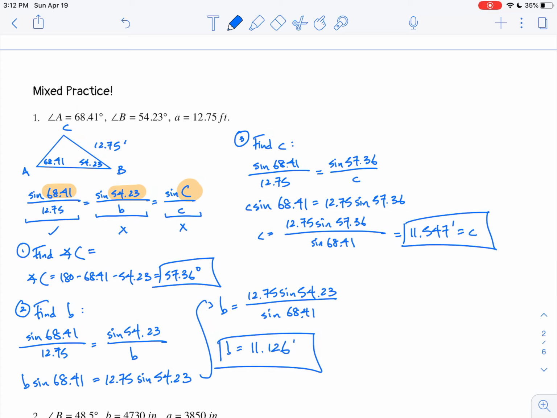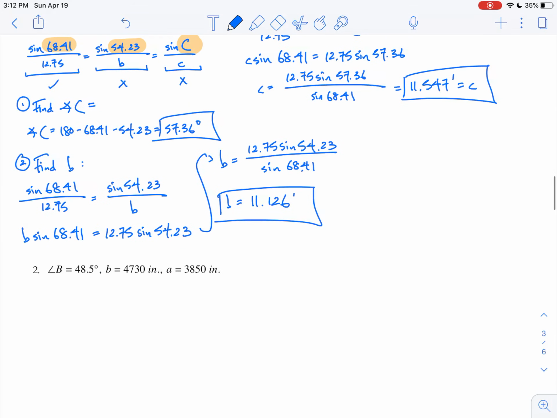So I know law of sines was the last section, but on a test it's going to be all mixed up, and so I really want us to practice that decision making, okay? And law of sines is easier to use, so if you can use it, use it, and if you can't, don't panic, just try law of cosines.